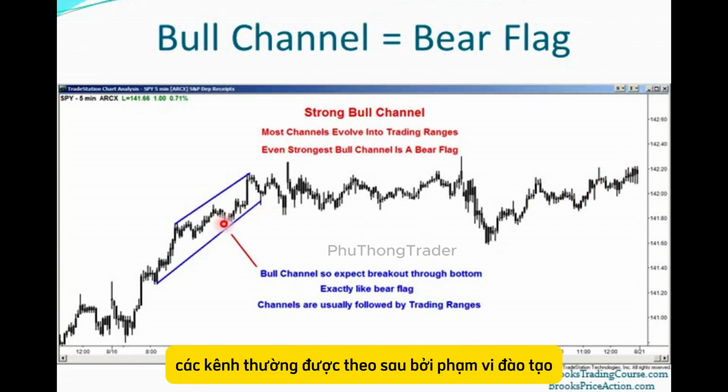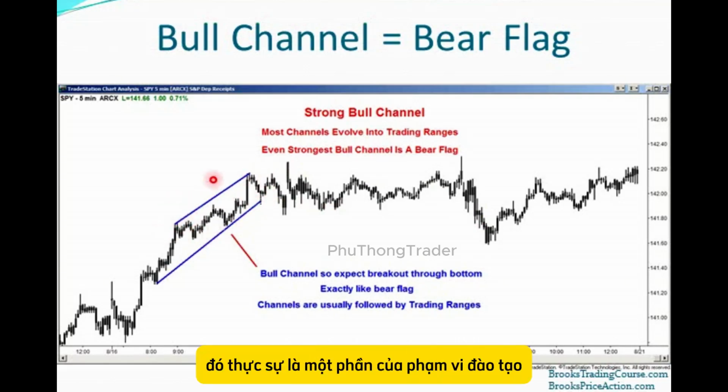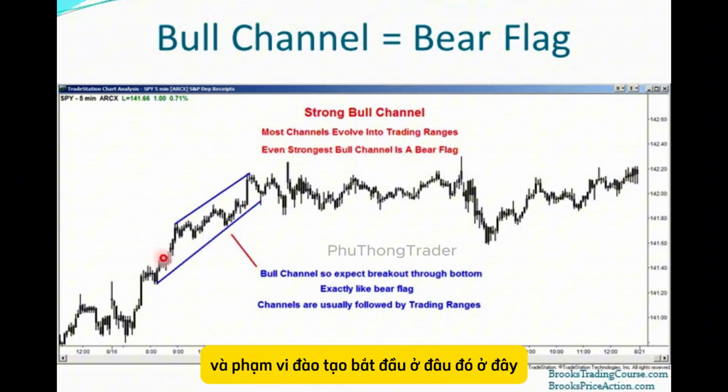Channels usually are followed by trading ranges, and when you look at it after the trading range has formed, you say, it was actually part of the trading range. So here we have a trading range all the way across the screen, and the trading range began somewhere over here. Even though as the market was going up at this point, it was part of a bull trend, it was in a channel, and the channel ultimately usually becomes part of a trading range.